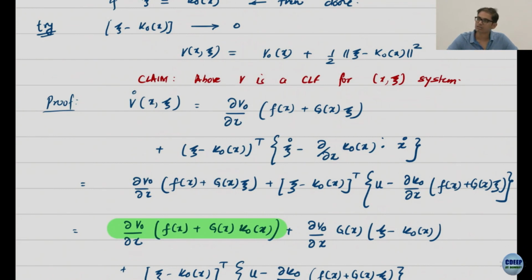It is true, of course. How would you claim it? Both terms are positive, so nothing can cancel each other. For it to be 0, both terms have to be individually 0. The first term being 0 implies what? X is 0. The only way the first term is 0 is if X is 0. If X is 0, then K0 of X is 0, so if the second term is 0, psi also has to be 0. That is the only way. This is how you justify it.